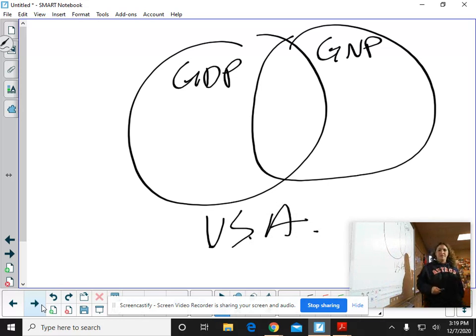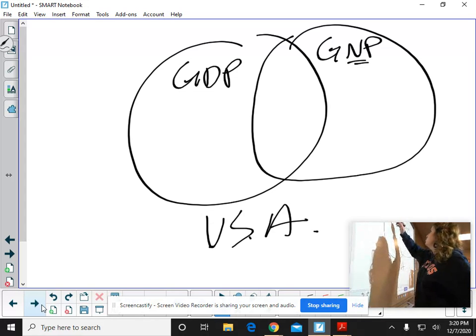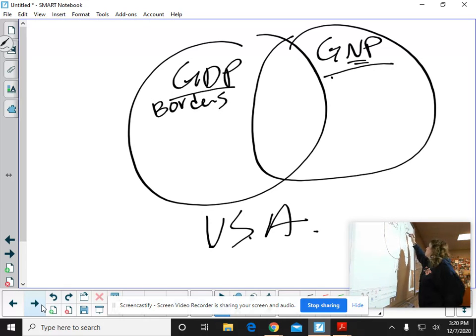So in the United States, all products being produced, no matter who you are, is GDP. GNP is all about your nationality. It doesn't matter where you are, but all Americans anywhere. So a Ford factory in Mexico would count towards America's gross national product because it's American. But since it's in Mexico, it would count towards Mexico's GDP because it's within the borders of Mexico. So GDP is all about the borders of a country, while GNP is all about the nationality.